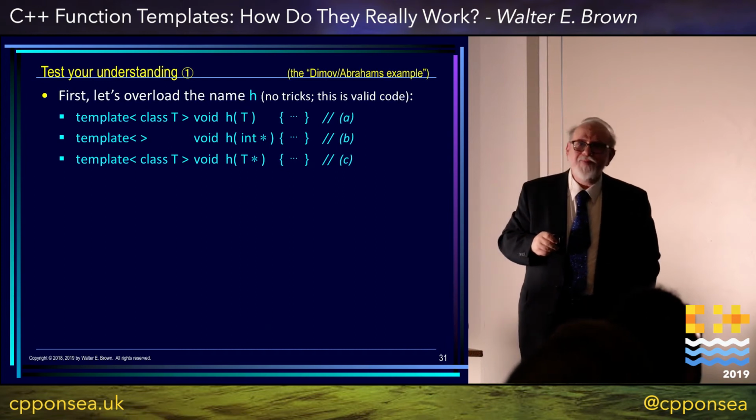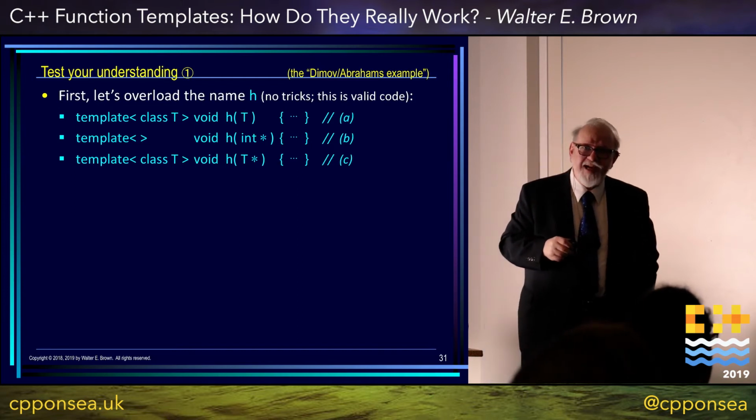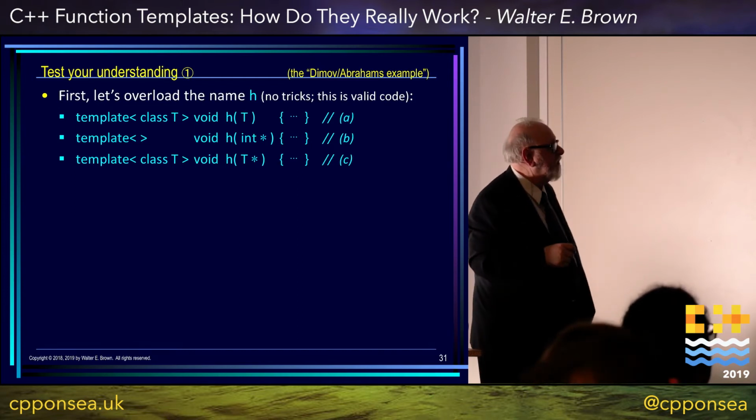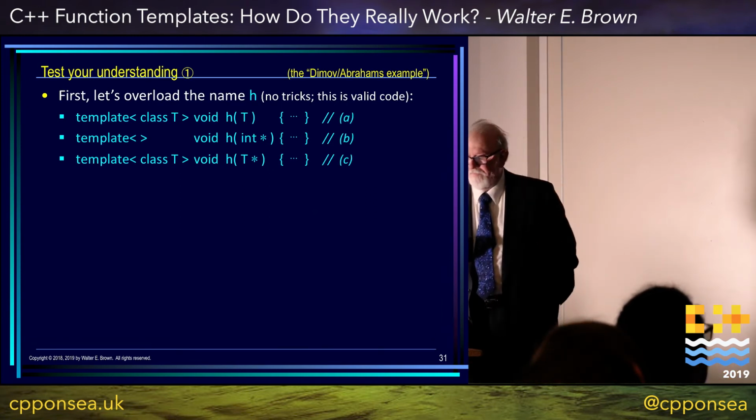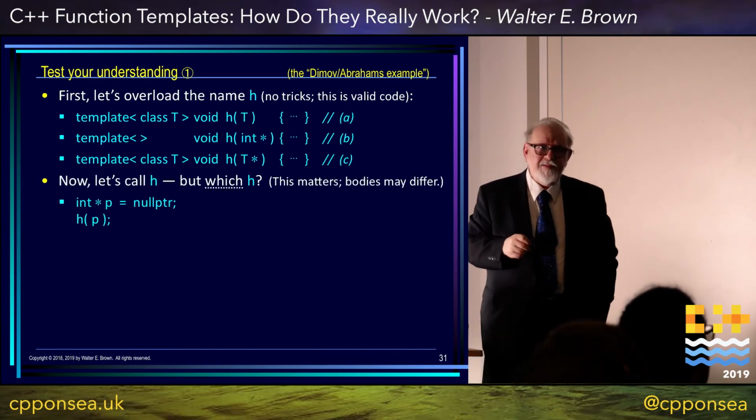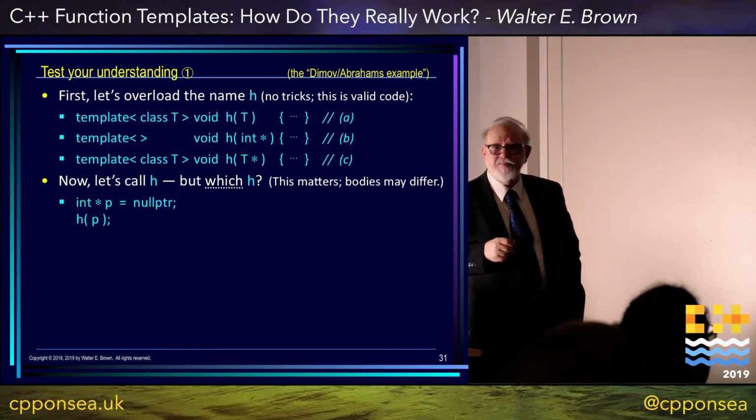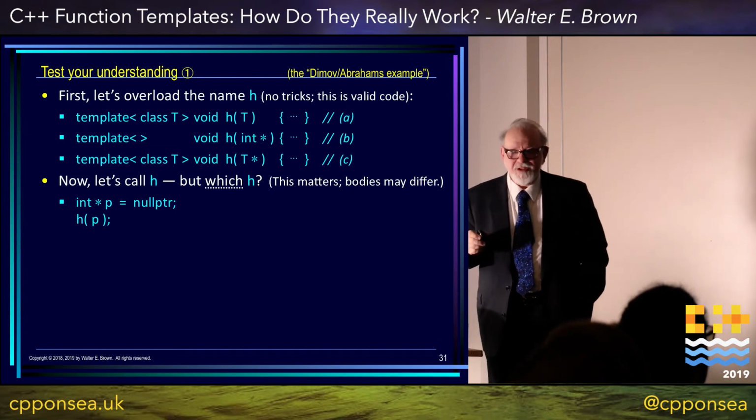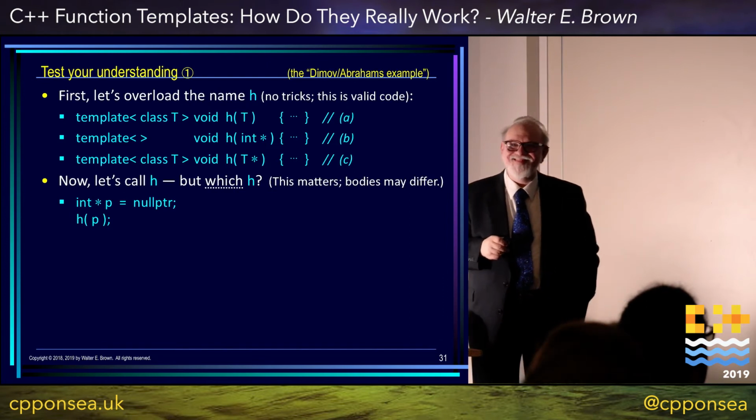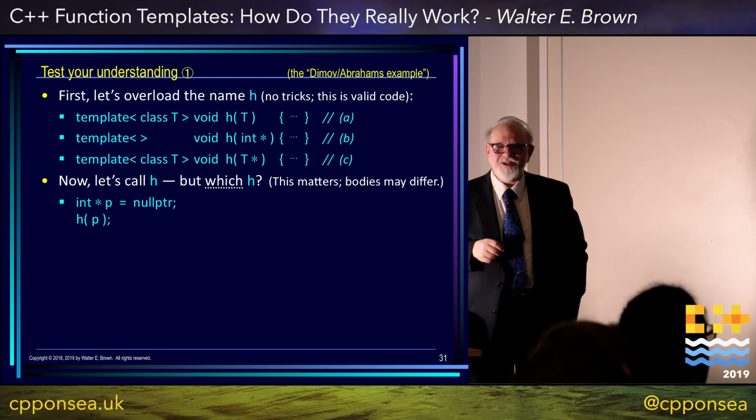So here's a test now. Let's overload the name H. And this is valid code. I'll give you a few seconds to look at the example. I've labeled them A, B, C for reference. And now think about calling H. Here's the call, H of P. See what you can figure out. I'll give you a few seconds. I'll give you a little extra time. This is not quite as easy.